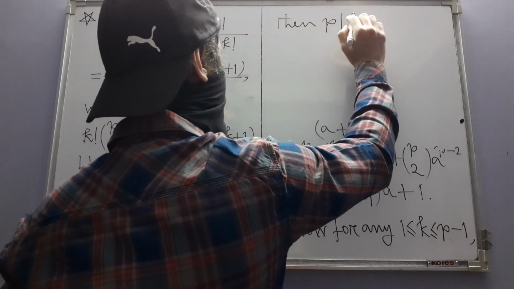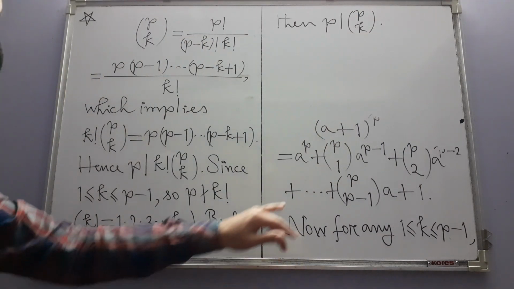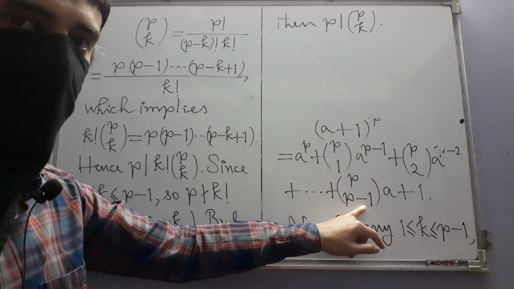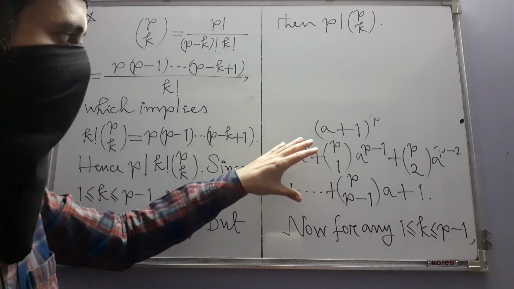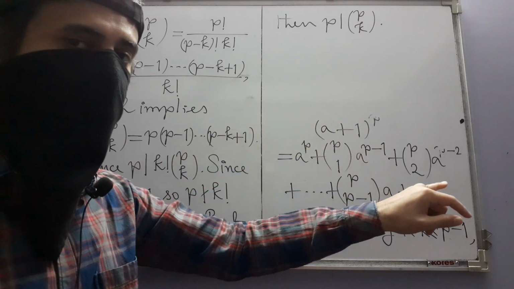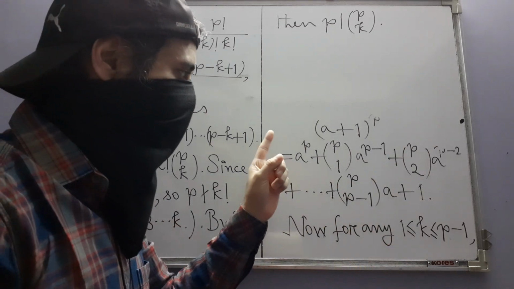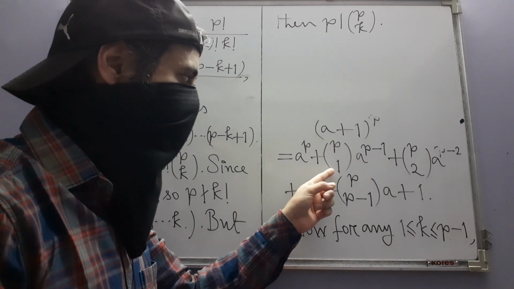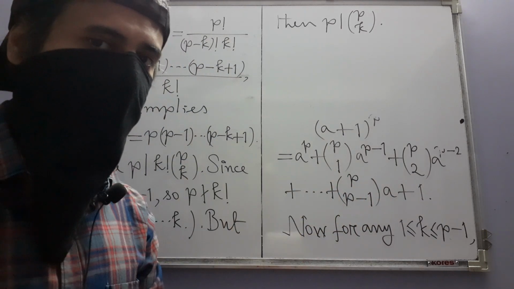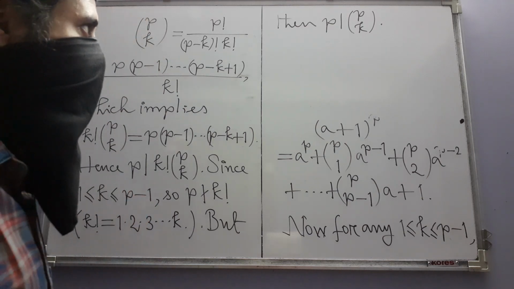But then p divides p choose k. This means that all these binomial coefficients that you see here are divisible by p. That is why if you now want to calculate the integer that is congruent to a plus 1 to the power p modulo p, then the contributions of these terms having these binomial coefficients will all be 0, because each one of them is congruent to 0 mod p.